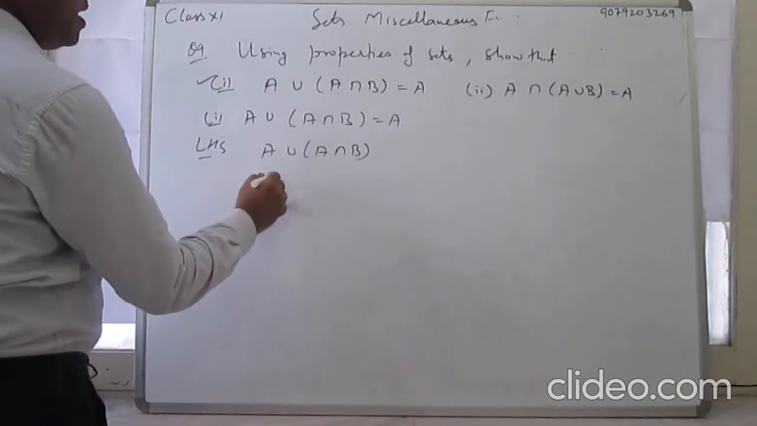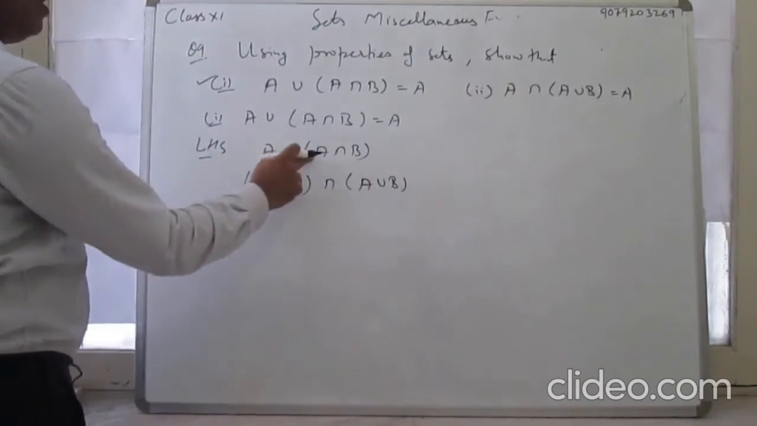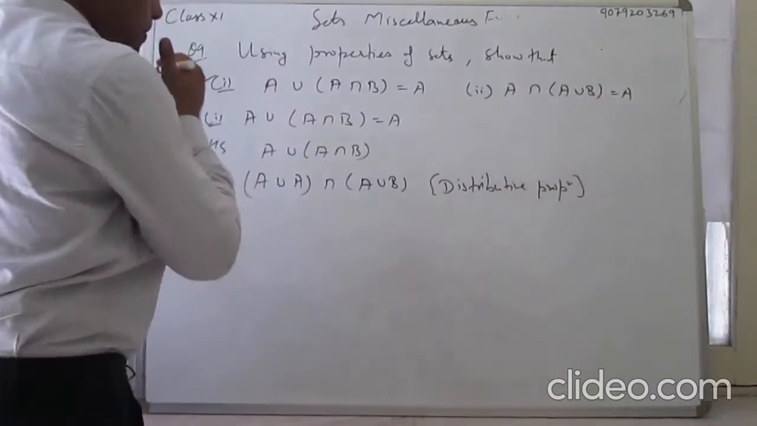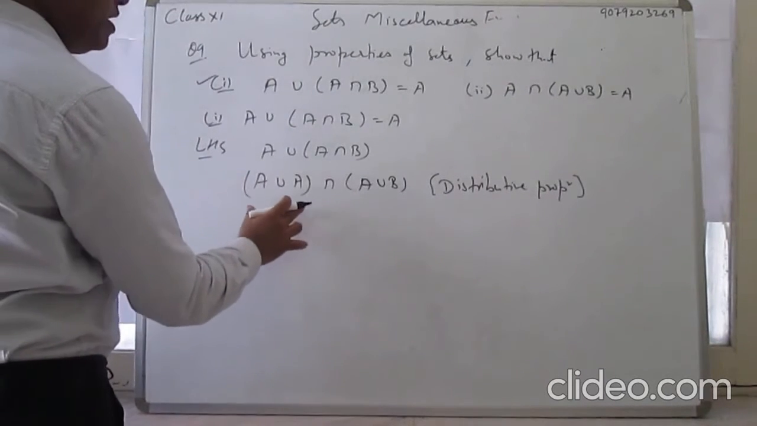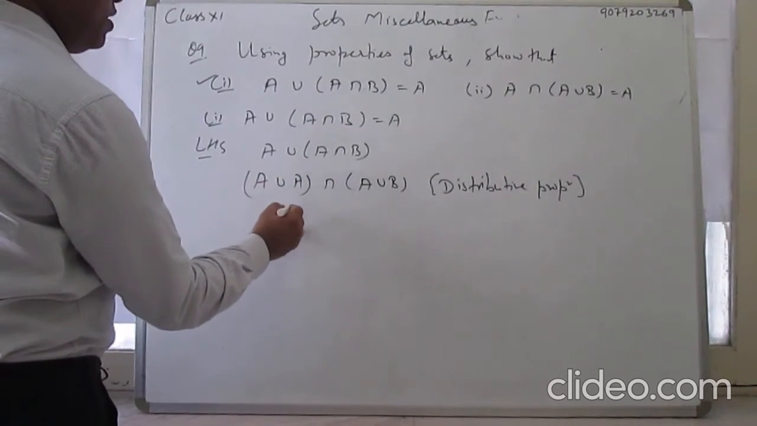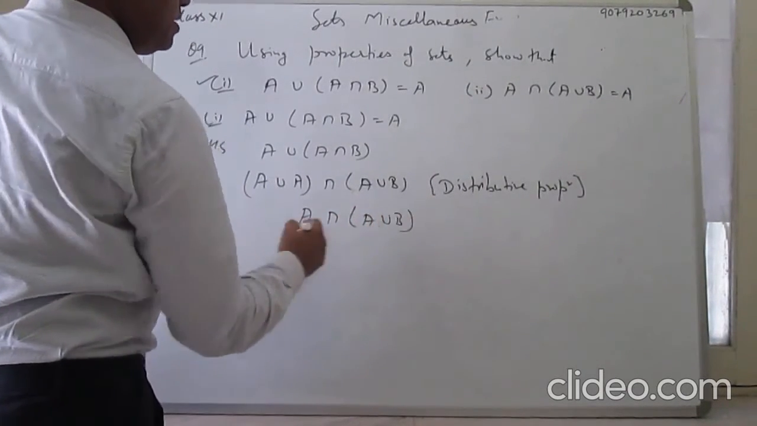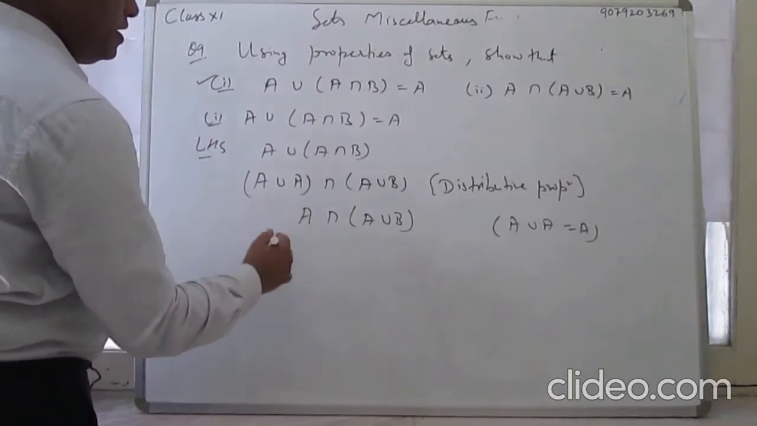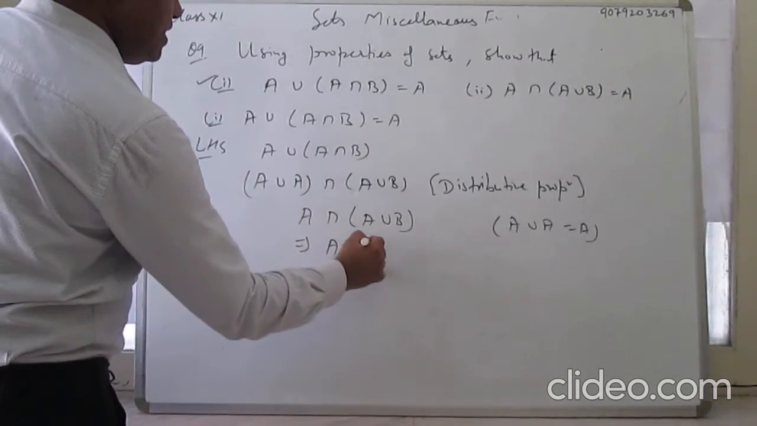Use distributive property. A union A intersection A union B. It is union over intersection. Distributive property. A union A is A. Then A intersection A union B. Now A union A is A. A intersection A union B, what will it become? If we take the intersection of A union B and A, only A will come. This is right hand side.